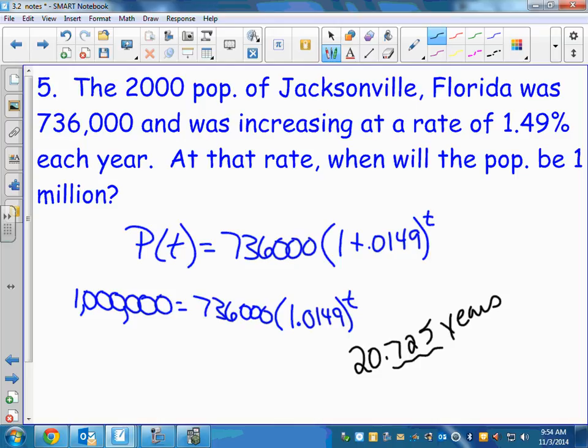So we can say, I don't know, we probably should. It definitely happens in 2020, but do we round up to the next one? How about we just say this? In 20.725 years.